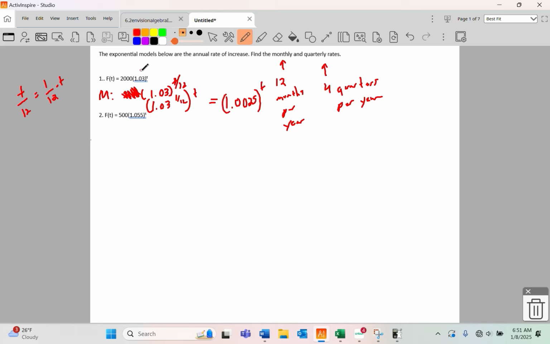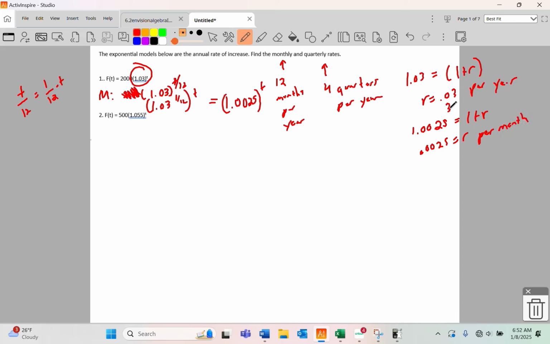Now, what I should have mentioned here was this 1.03 lines up with 1 plus r. So the rate on the original thing was 3% per year. Now we have 1.0025, which lines up with 1 plus r. 1 plus r is from the exponential growth models. If we just take away the 1, we get that 0.0025 is r, but now that is per month. By the way, 0.03 is 3%. This would be 0.25%, and obviously it's a little rounded.